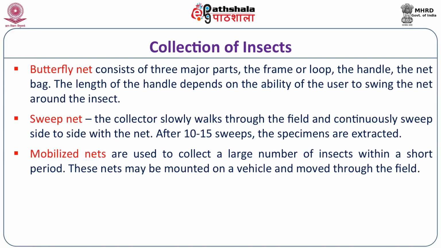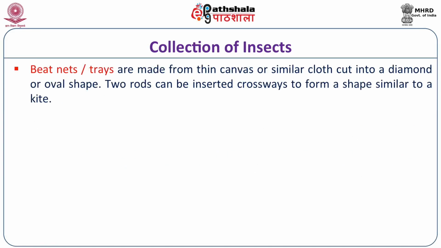Mobilized nets are used to collect a large number of insects within a short period. These nets may be mounted on a vehicle and moved through the field, and thus the insects are collected. The other nets, or bait nets or trays, are made from thin canvas or similar cloth cut into a diamond or oval shape. Two rods can be inserted crossways to form a shape similar to a kite.